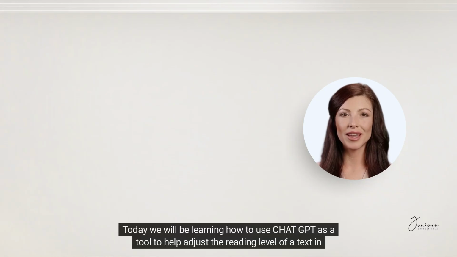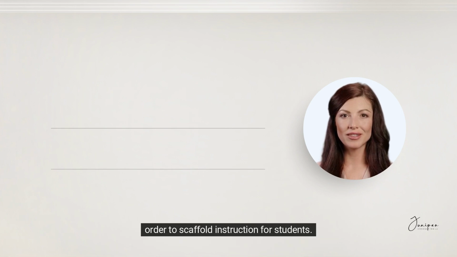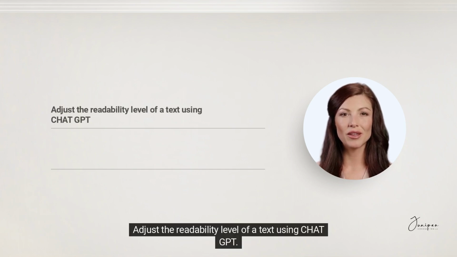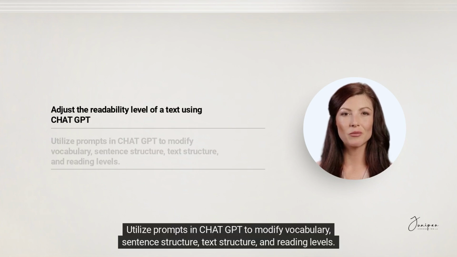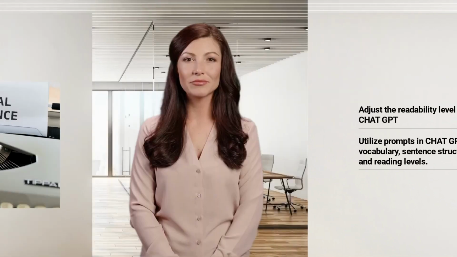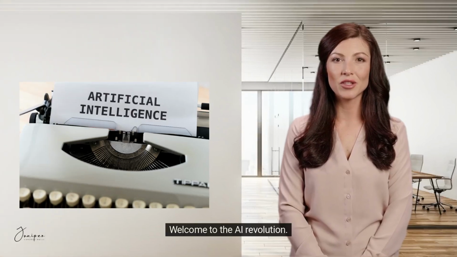Today, we will be learning how to use CHAT GPT as a tool to help adjust the reading level of a text in order to scaffold instruction for students. By the end of this microlearning course, you will be able to adjust the readability level of a text using CHAT GPT, utilize prompts in CHAT GPT to modify vocabulary, sentence structure, text structure, and reading levels. Welcome to the AI revolution.